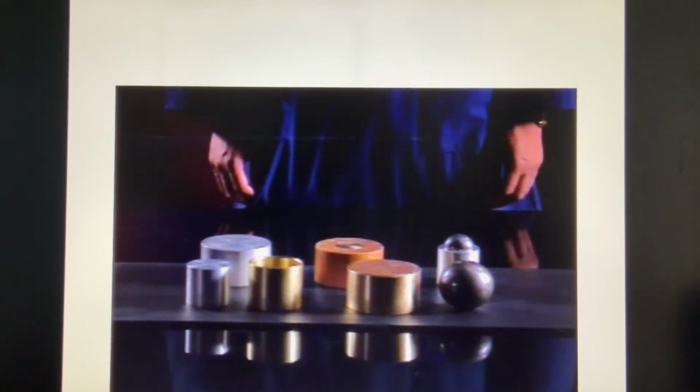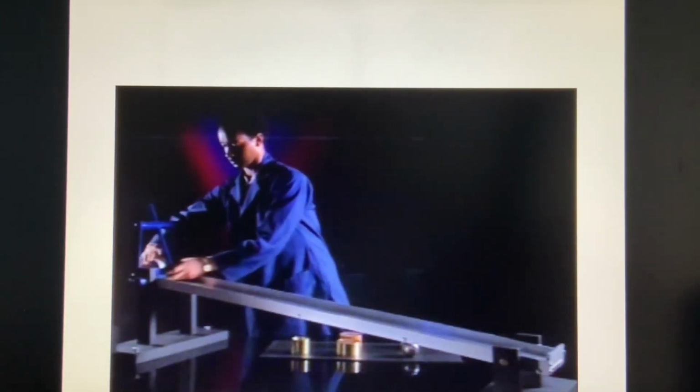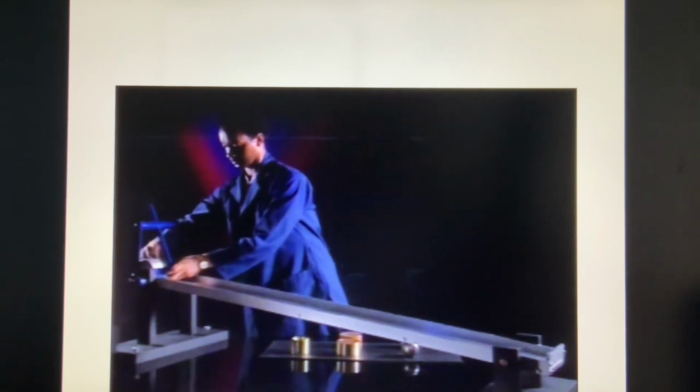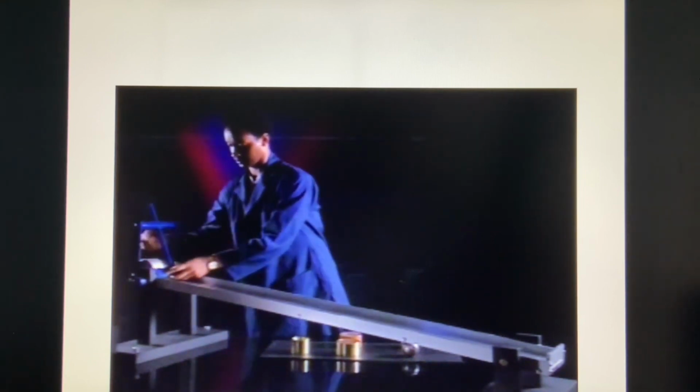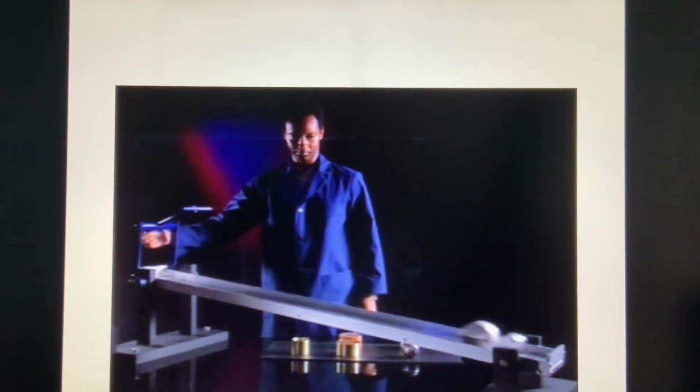It rolls down a slope. Here are two disks of different radius and mass. They are the same shape. I_com is the same, so they have the same acceleration. If we roll them down this incline, they reach the bottom at about the same time.